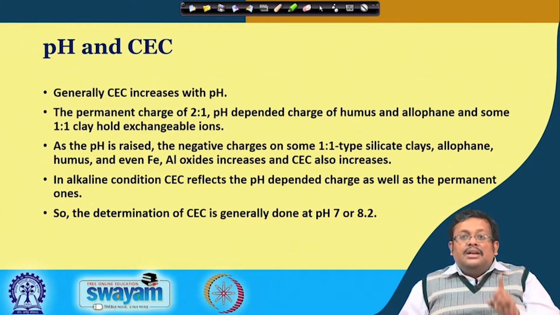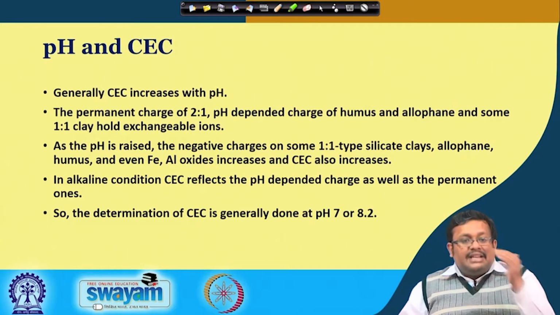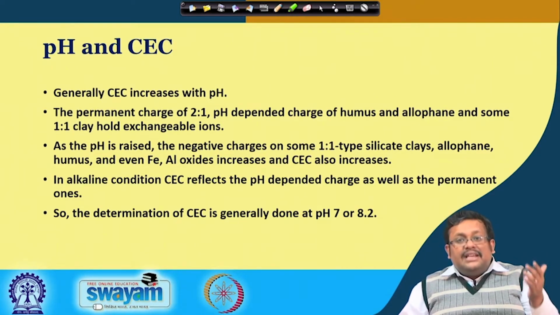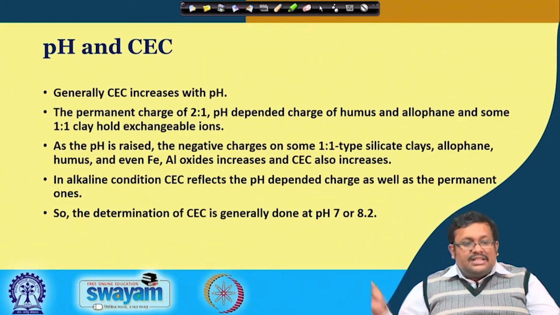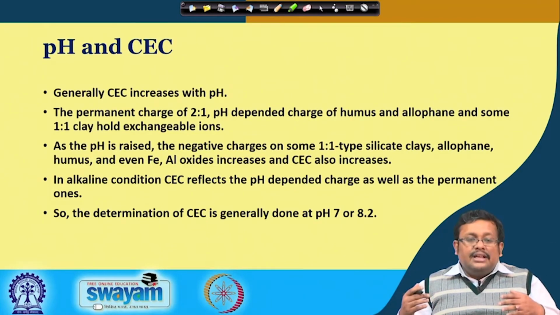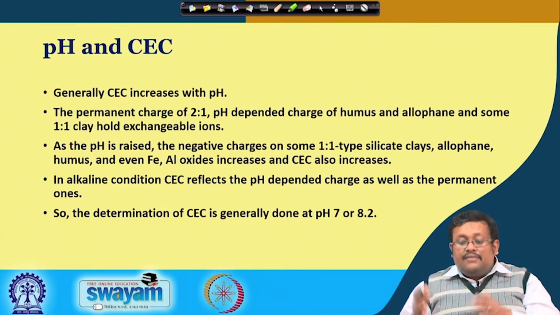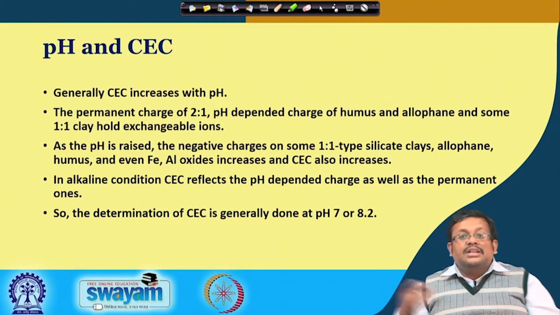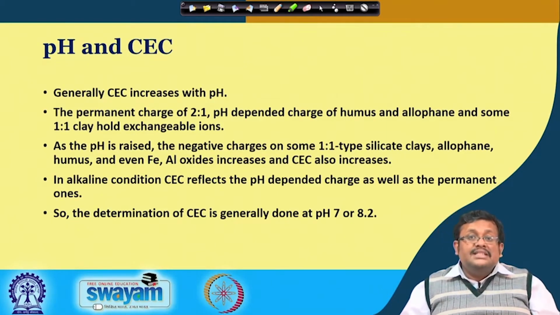Because if you remember, the pH dependent charge, when we are increasing the pH, that will basically create the negative charge. Creation of the negative charge is basically increasing the CEC, because it is attracting the cations on the soil surface or clay surface. So, as the pH is raised, for 1:1 type of clay, allophane, and even iron aluminum oxide, there will be increase in CEC.